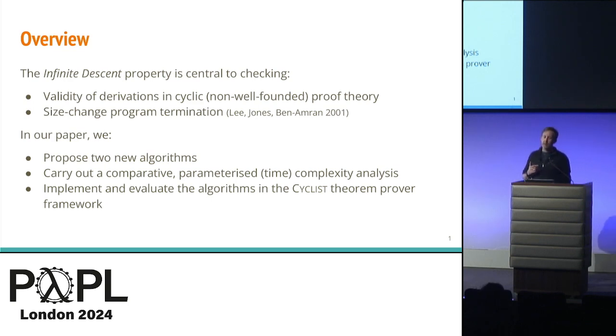There exist a couple of algorithms in the literature already coming out of these applications for deciding infinite descent. And what we do in our paper is we propose two new algorithms. We carry out comparative parameterized analysis of the time complexity of these algorithms. And we also implement and experimentally evaluate them within the Cyclist theorem prover.